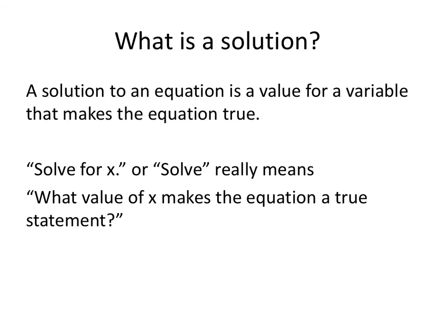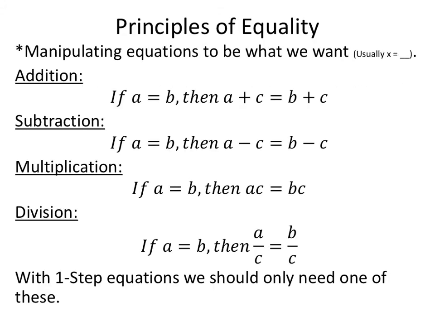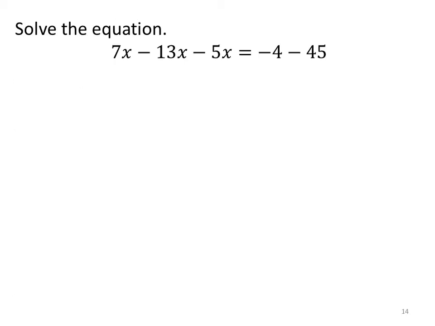So just real quick, again, we need to remember that when we're doing this with equations, the actual solution to an equation is going to make the equation true. So when it says solve or solve for x, it really just means what value of x is going to make that equation a true statement. So here are our famous and lovable principles of equality again. This just says if you operate on an equation, whatever you do to one side of the equal sign, you're going to do to the other side as well. You have to do it to maintain equality.